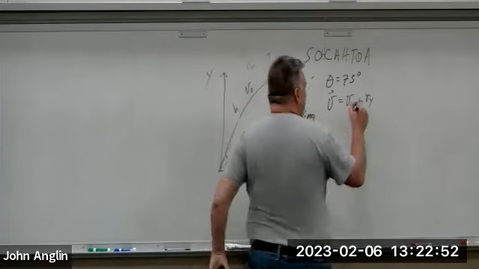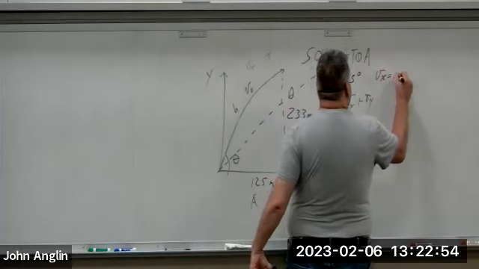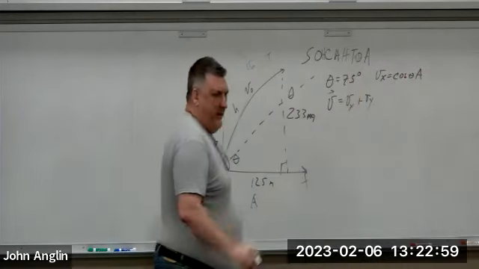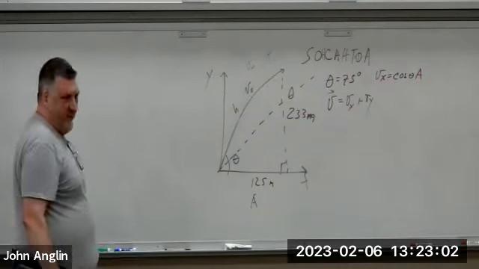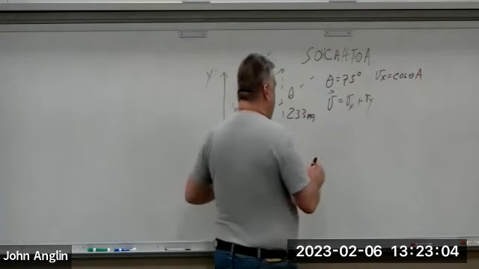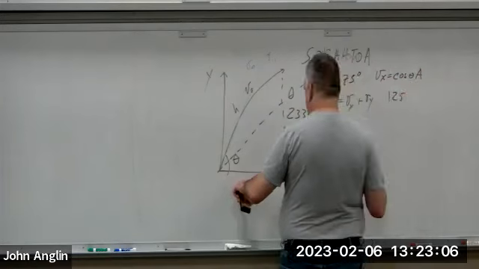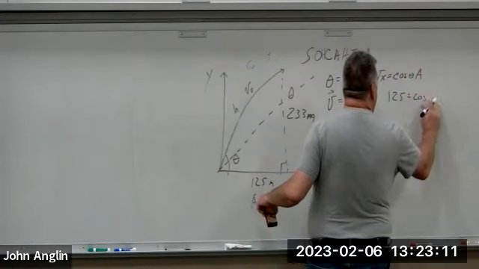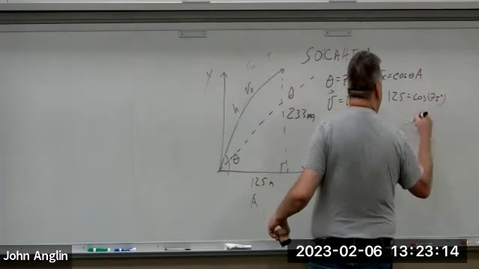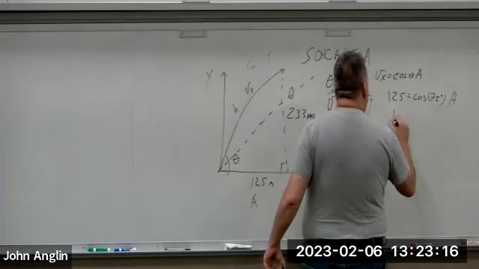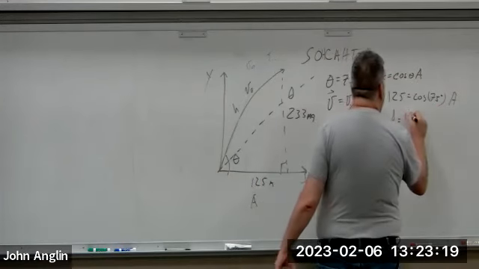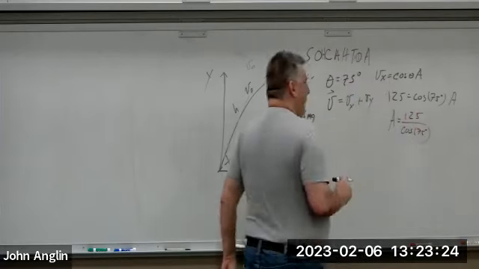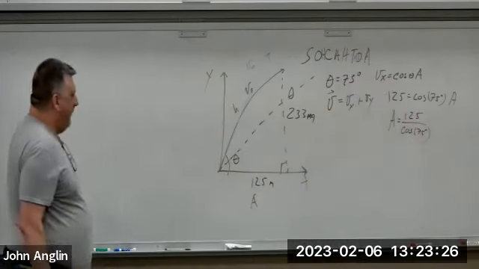Well, remember earlier that your X component is the cosine of the angle times the total vector. In this case, we know what the X component is. 0.5 equals cosine theta. Well, we know theta is 75. So that means that A must be 125 over cosine 75 degrees, whatever that works out to be.